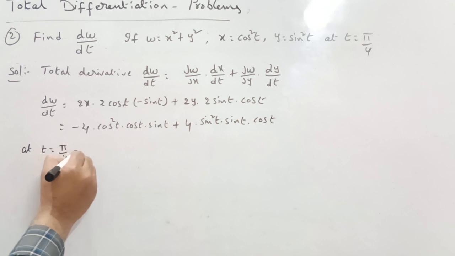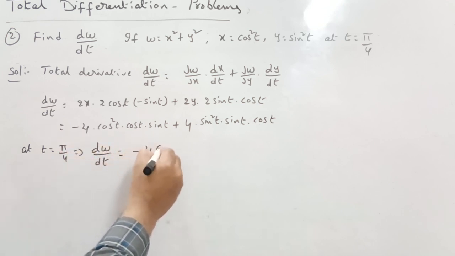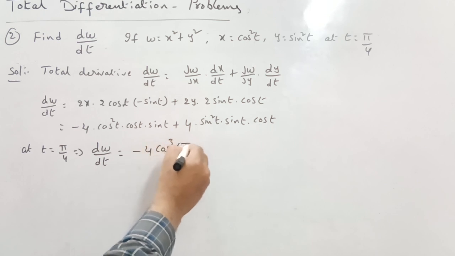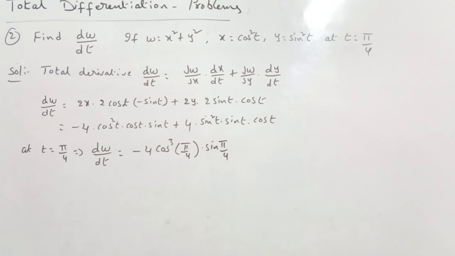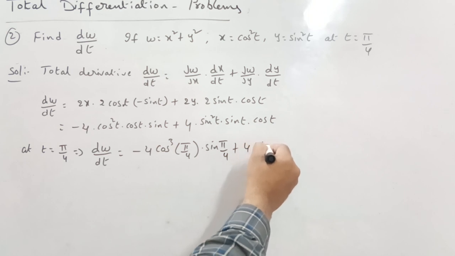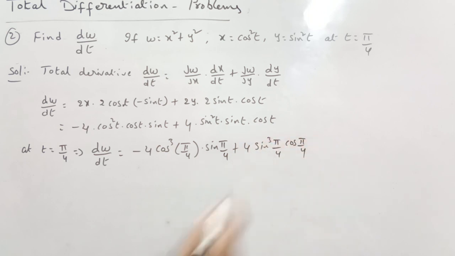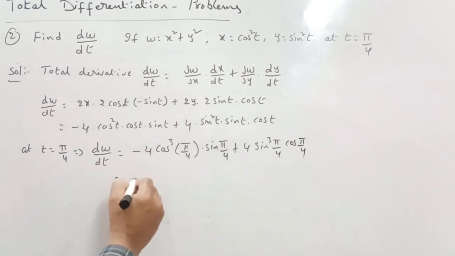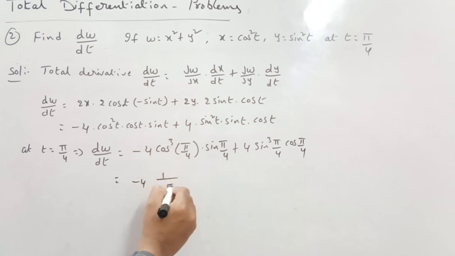At t is equal to pi by 4, dw by dt is equal to minus 4 cos cube pi by 4 into sin pi by 4, correct? Cos square pi by 4 into sin pi by 4 plus 4 sin cube pi by 4 into cos pi by 4. What is cos pi by 4? Cos 45, 1 by root 2. So cos cube becomes 1 by 2 root 2.